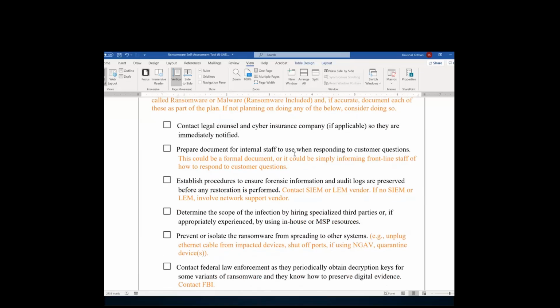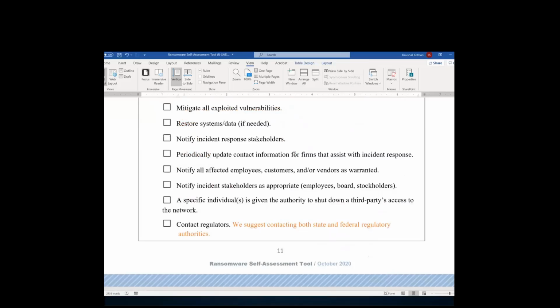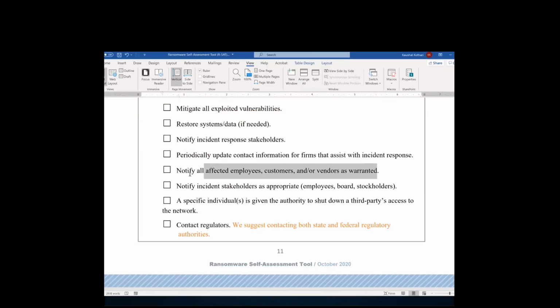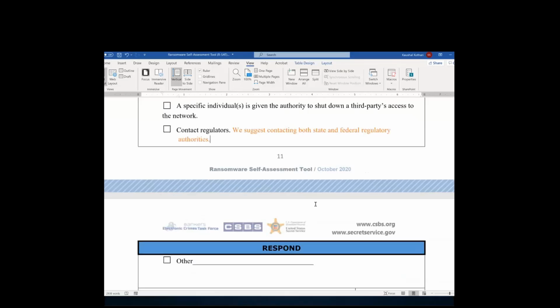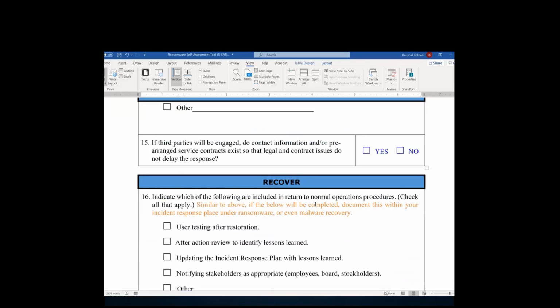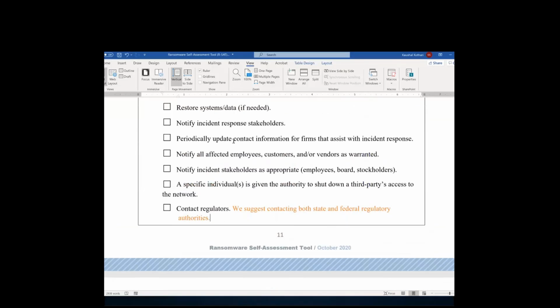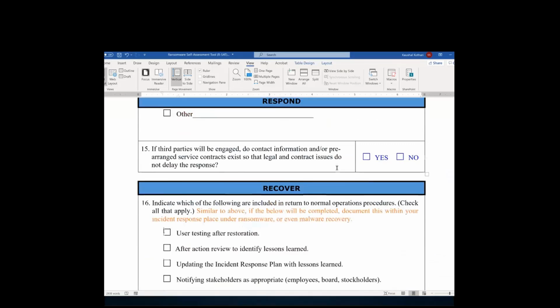And so I would just go through this. I put some orange notes in here for all of these that will notify all the stakeholders, right? We'll notify all employees and customers. If warranted, contact regulatory agencies. We suggest both state and federal regulatory agencies. But really, if you don't have it in the plan, just make that section and go through this in a checkbox fashion and put it in, and then check these boxes.